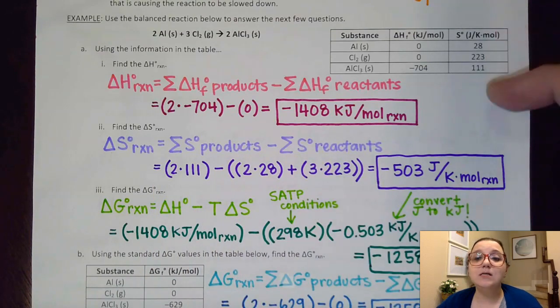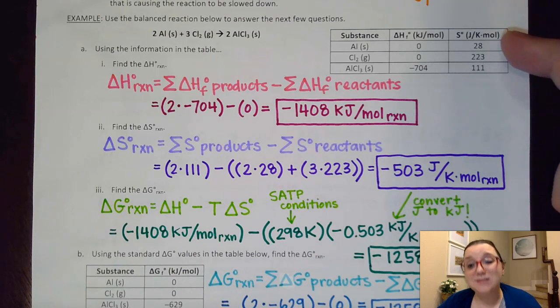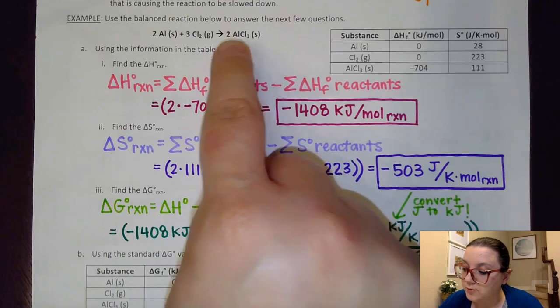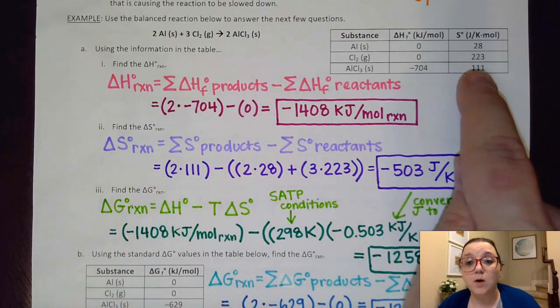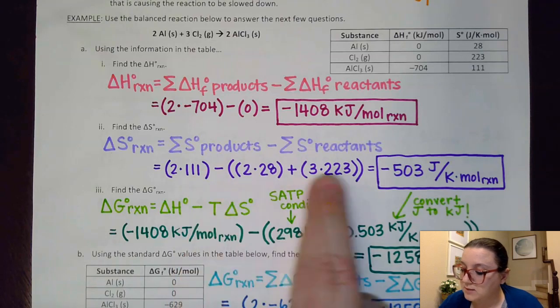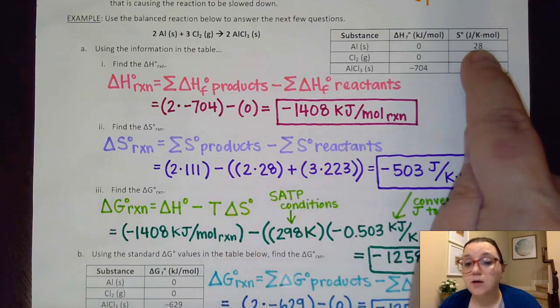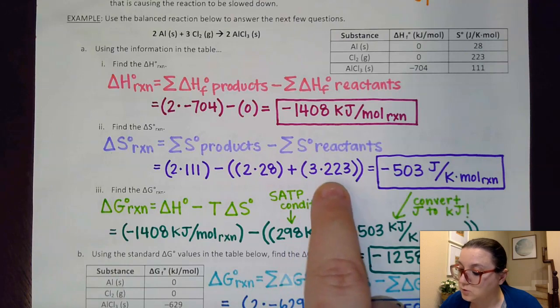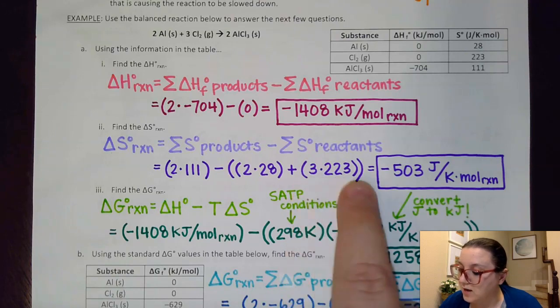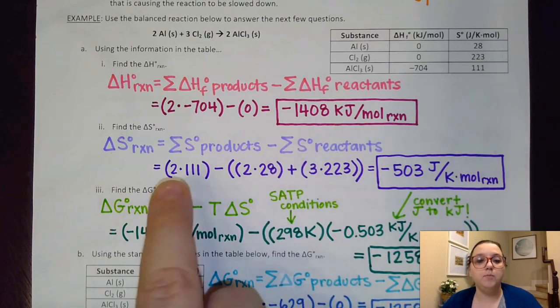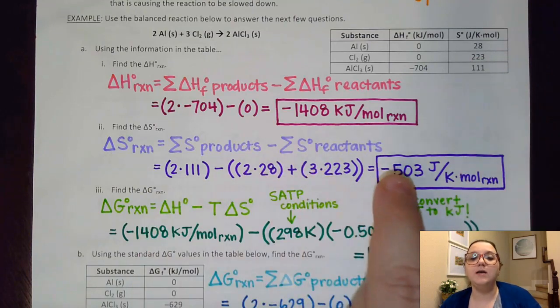But again, these entropy values over here are in terms of moles of the substance, and so I need to address the coefficients in my calculation. So my product here was the AlCl3. There were 2 moles, and I multiply that by the 111 for the entropy value, minus the sum of all the reactants together. First reactant was the aluminum. There were 2 moles of that at a value of 28. And then we have our other reactant, which was the Cl2. I had 3 moles of that at a value of 223. So putting all that in my calculator, that gets a value of a negative 503.